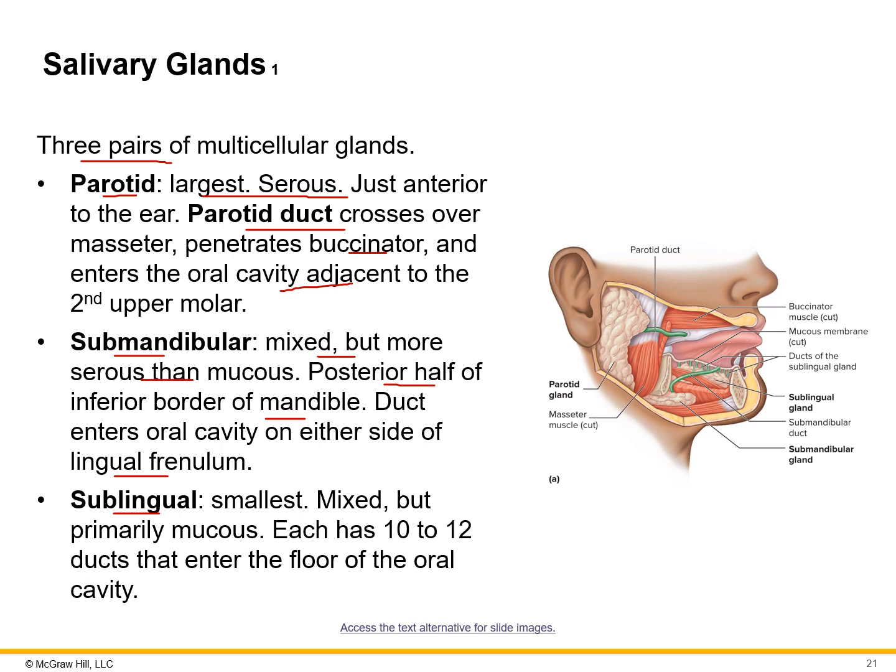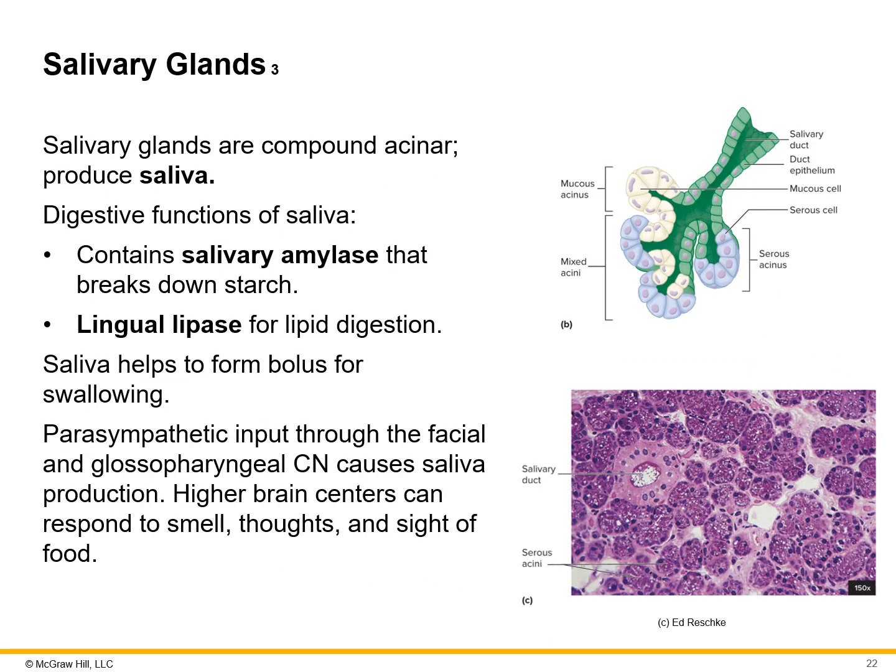And then finally the sublingual, which is the smallest of the glands. Again, mixed composition, but mainly mucus. And then each has about 10 to 12 ducts that come into the floor of the oral cavity. These glands are kind of compound acini that produce saliva, hence their name, salivary glands.